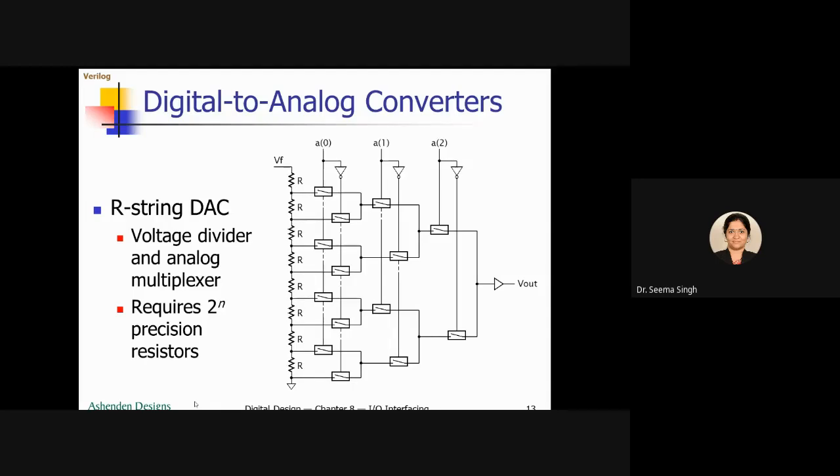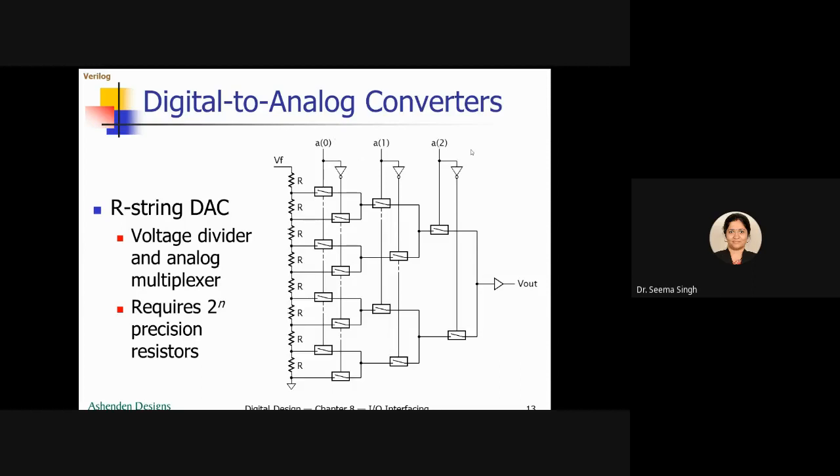So there are two types of DAC discussed here. The circuit in front of you is the R string DAC. So what you can see, a string of resistors is connected here. So you can see how many resistors are there. 8 resistors are there. Why 8 resistors? Because I need to convert from 000 to 111. So I have 8 levels from 000 to 111.